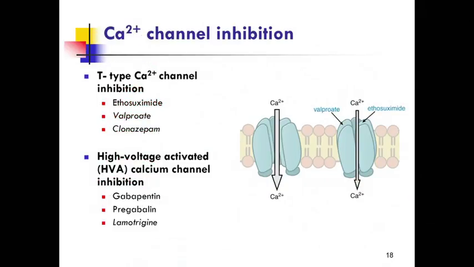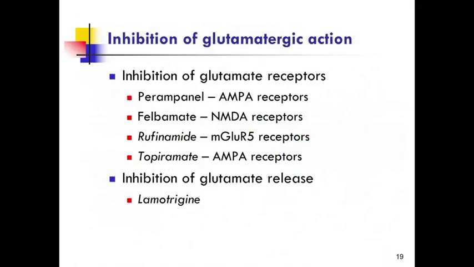The calcium ion thing I said, so two groups, the T-type ones for absence: succinimide, valproate, and the benzodiazepine clonazepam. Clonazepam has an additional effect on T-type calcium ion channels. Okay? Even though it's primarily a benzodiazepine, enhancing GABA, it also has T-type calcium effects. Pregabalin, gabapentin, lamotrigine also affect the other calcium ion channels.